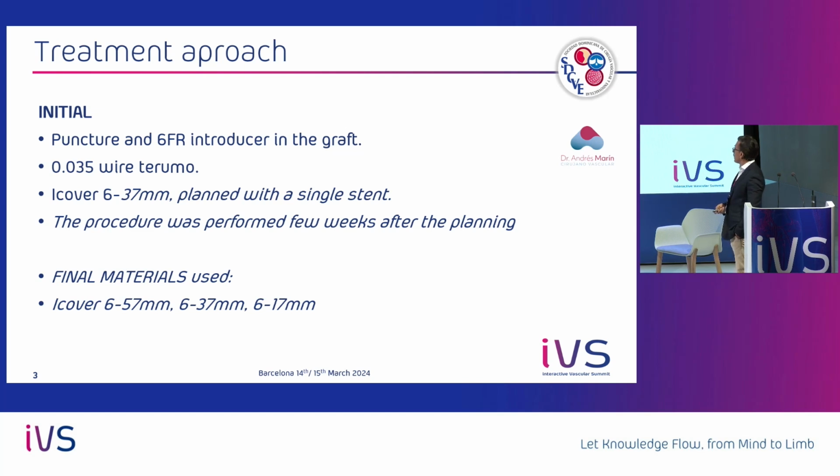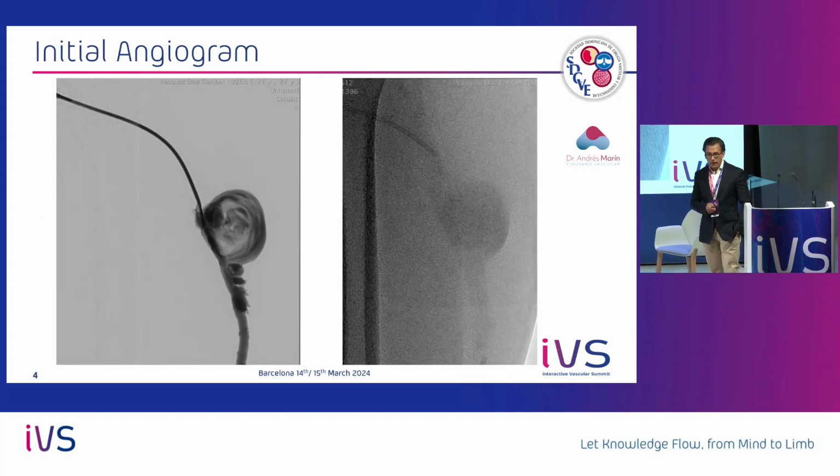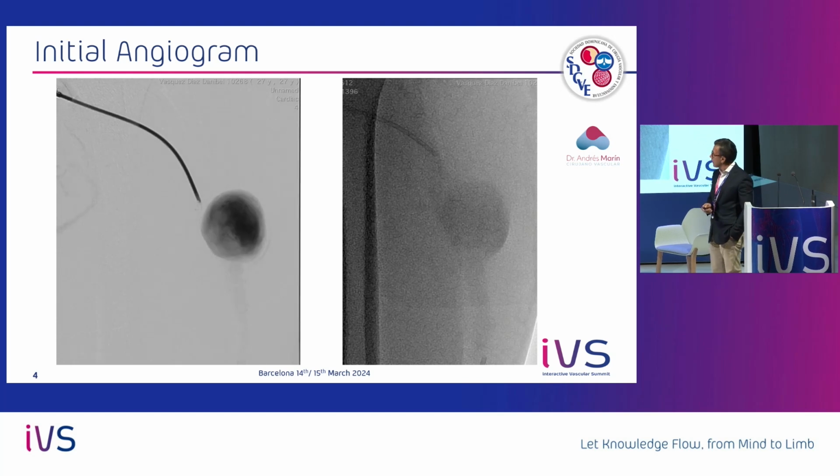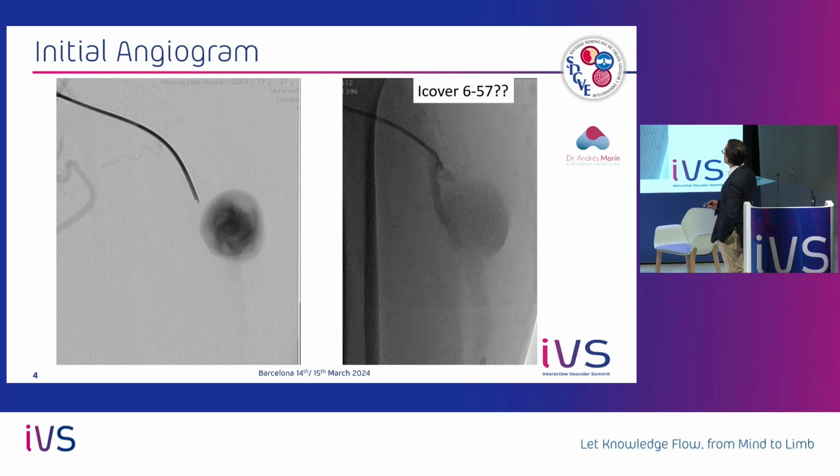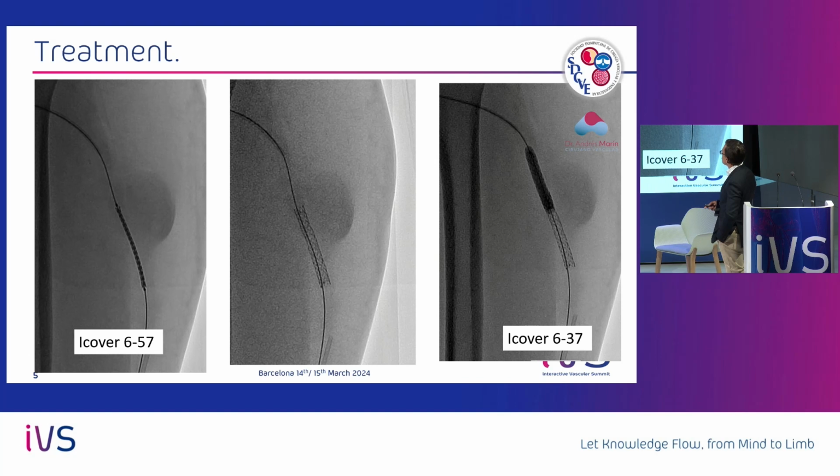with a 0.035 Terumo wire. And I thought that with a stent graft of 6 by 37, maybe I could solve the problem. The procedure was performed a few weeks after the planning, so I found a different thing, as you're going to see. The final material used was stent grafts of 6 by 57, 6 by 37, and 6 by 17. Why? Maybe I could solve it not with a 37, but with a 6 by 70, or 57. I moved forward to do it.